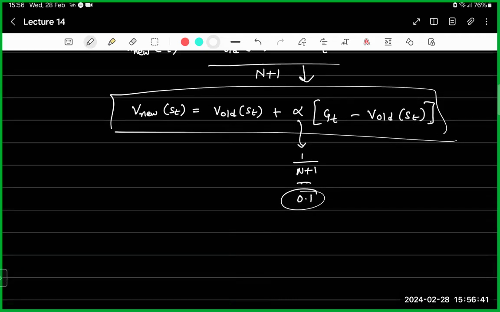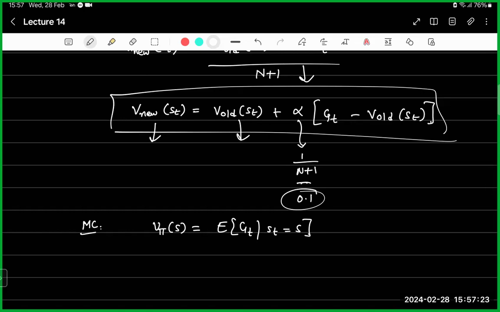So one way to interpret this update rule is, let's say this is the Monte Carlo update, right? So what is V pi of s? V pi of s is the expected GT given ST equal to S, right? So you can look at this update rule as follows: you have some old estimate of what you think V pi of S is, and you want to compute an updated estimate, which is V new of ST.